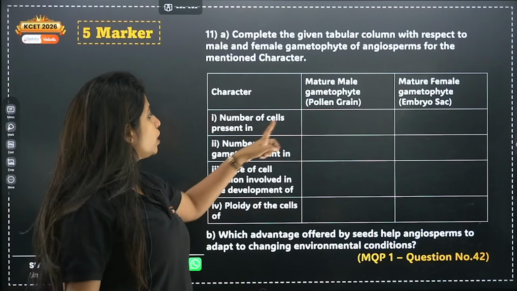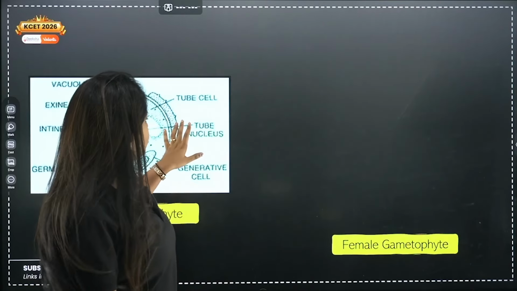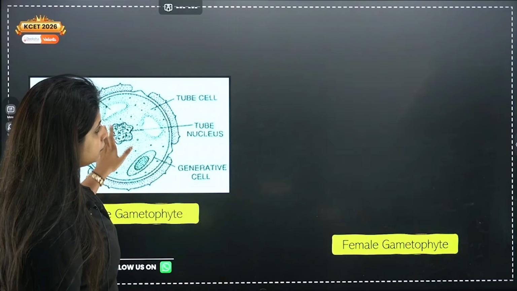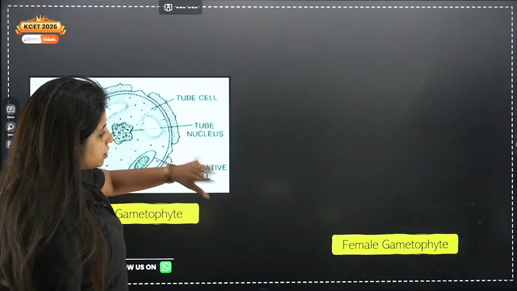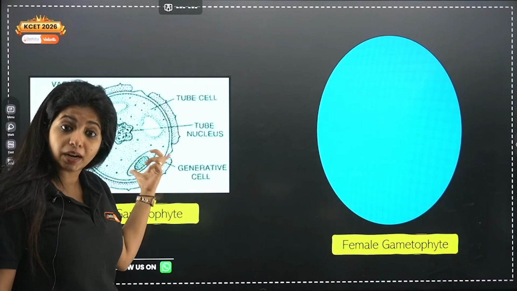So my dear children, the number of cells present in the male gametophyte is what? Either 2 or 3. If you see the structure, this is the vegetative cell, and then the generative cell. The generative cell can divide into 2 also.